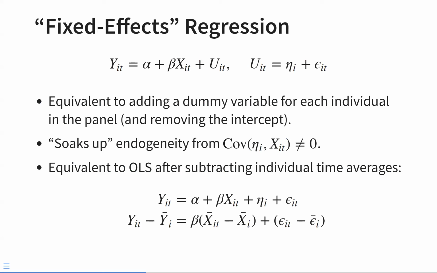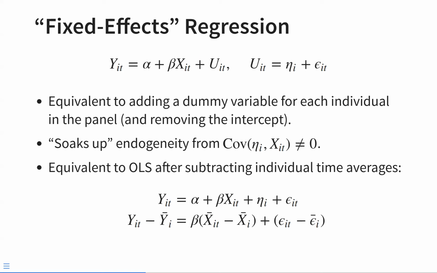Fixed effects regression. Well, I hate the term, but here's what it is. This is equivalent to adding a dummy variable, which is to say a binary variable, for each individual in the panel, and then removing the intercept. So this is the same thing as saying that there is a person i specific intercept. You can do this again by having a dummy variable for every single individual and getting rid of that intercept. So this will soak up, or sort of absorb, remove, any endogeneity from the covariance between eta and x_i not being 0. And mathematically, it's equivalent to running OLS after you subtract the individual time averages.